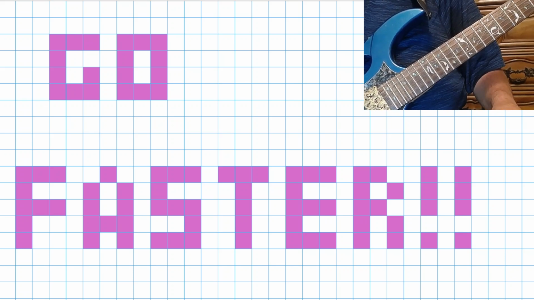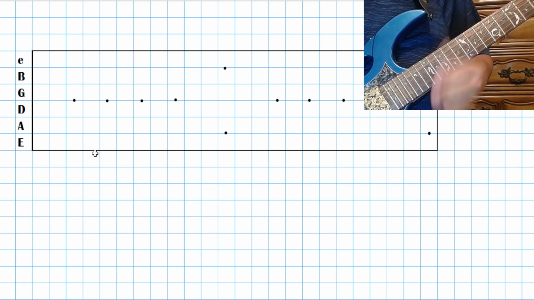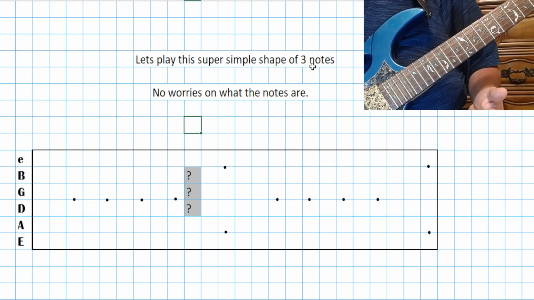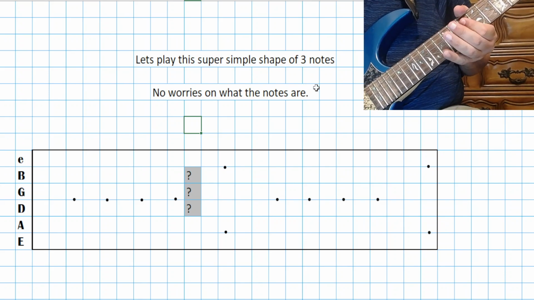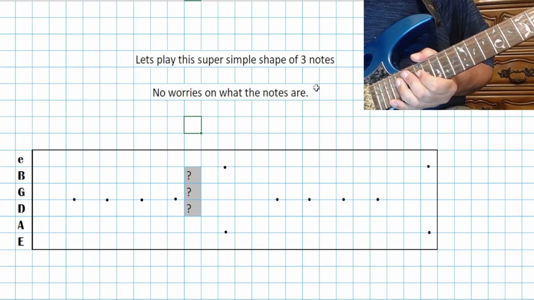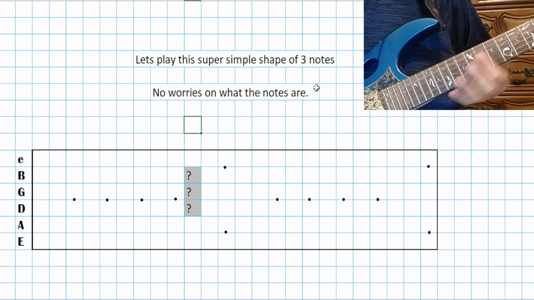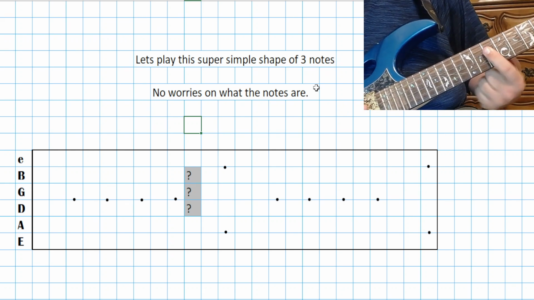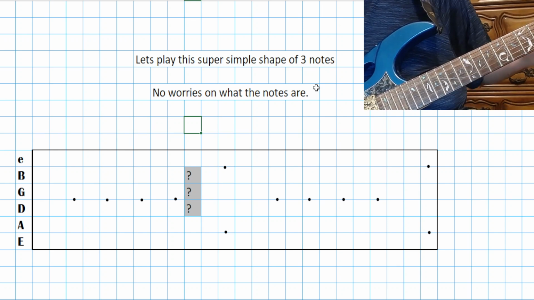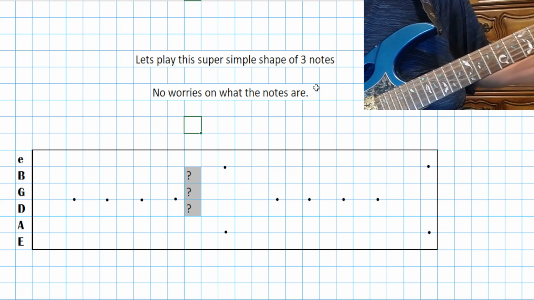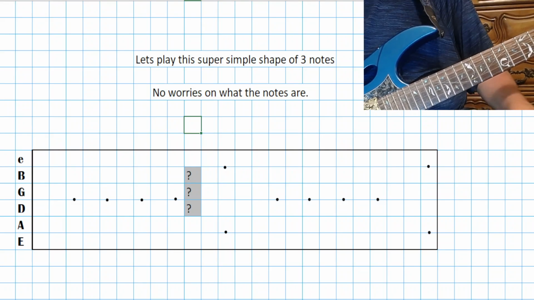So let's go faster. Getting through our sheets here, this is a fretboard diagram that we're going to be dealing with. It shows our fretboard. Let's play this super simple shape of 3 notes. No worries on what they are. Got a nice distortion sound today. We're going to play right here on the 10th fret today. So these 3 notes, no worries on what they are. But you can move the lesson today down to any fret for any of the notes or chords or keys that we're talking about today.